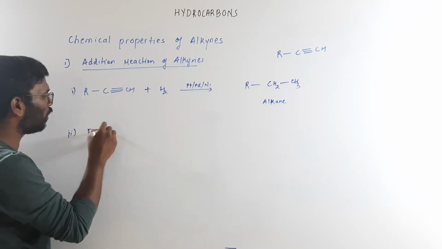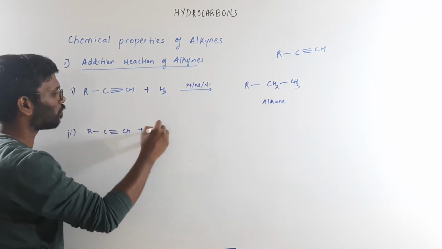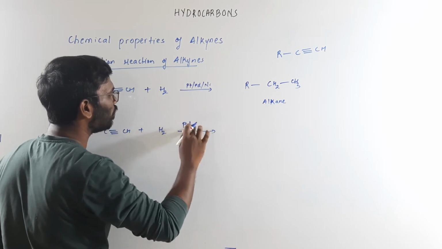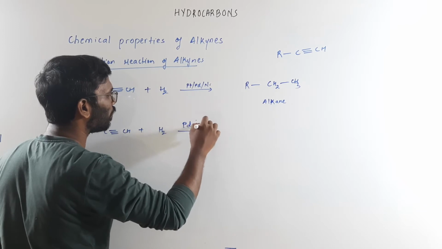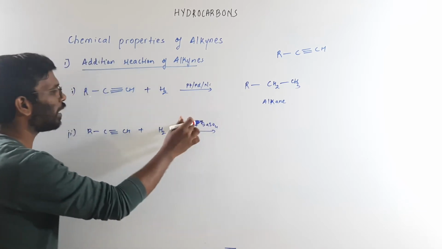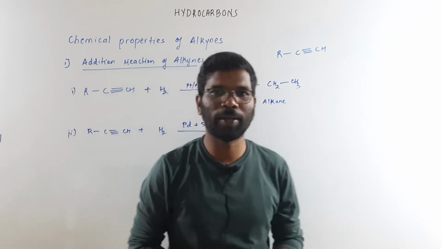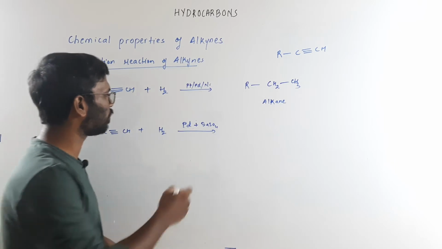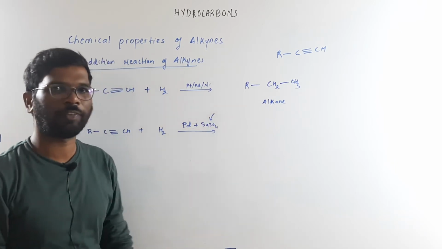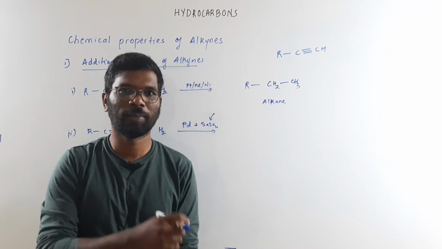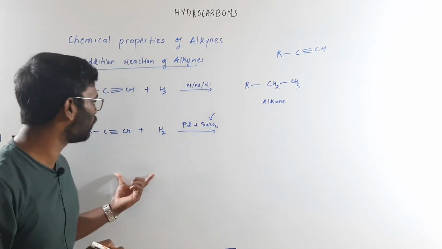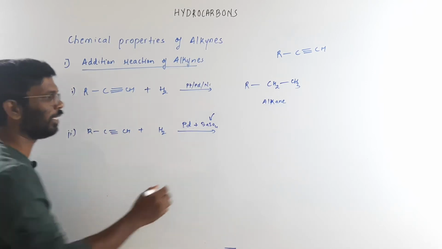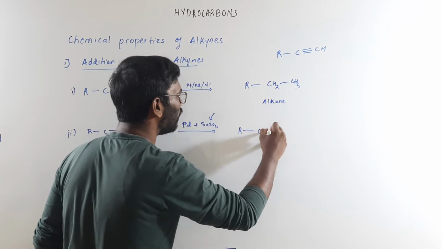Here, what I'll do is use H2 and palladium added with barium sulfate. This barium sulfate acts like an inhibitor. It inhibits the activity of the reduction, acting like a poison over here, meaning that it will inhibit the activity of the hydrogenation and limit the addition of hydrogen only up to the alkene, so you are going to get this alkene.